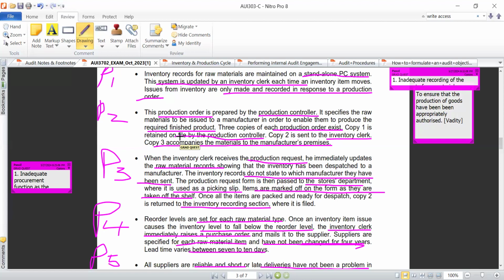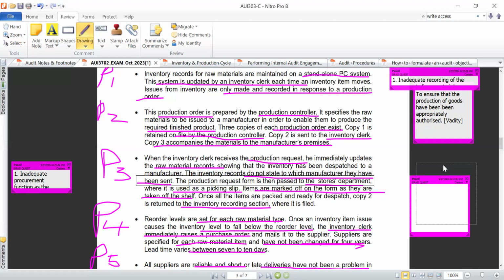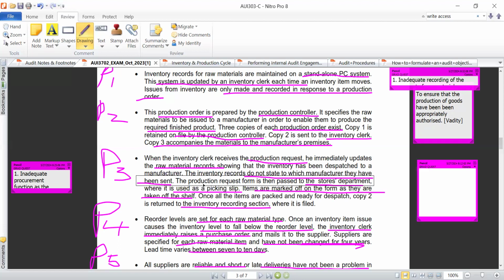But I want to check for something else. Now, the inventory records do not state to which manufacturer they have been sent. Now we have a problem. The production request form is then passed to the stores department where it is used as a picking slip. Items are marked off the shelf as they are taken off the shelf. Once all the items are packed and ready for dispatch, copy T is okay, cool. So here it has to do with the movement of inventory.